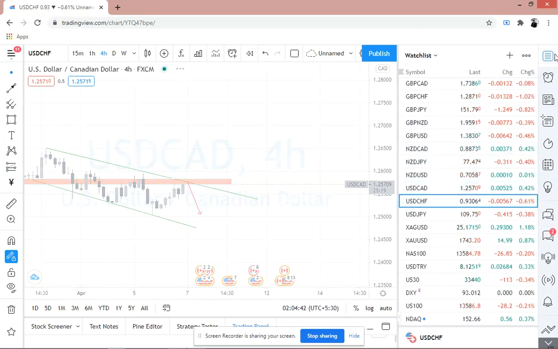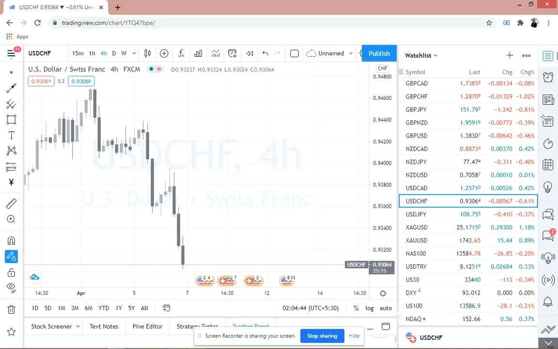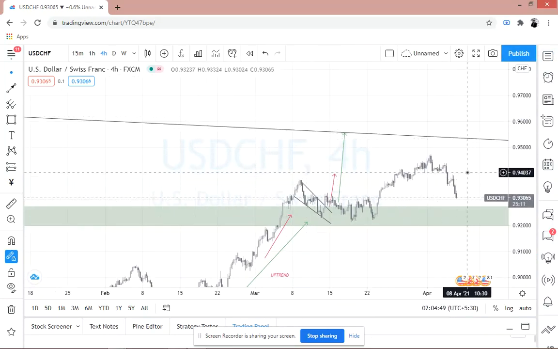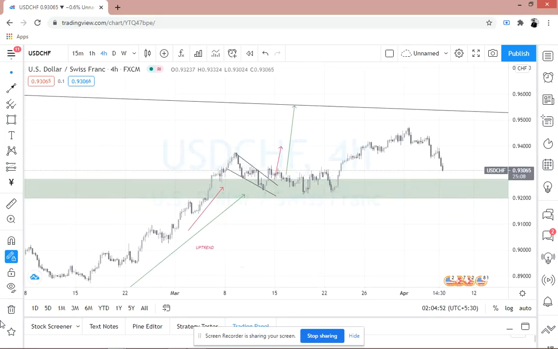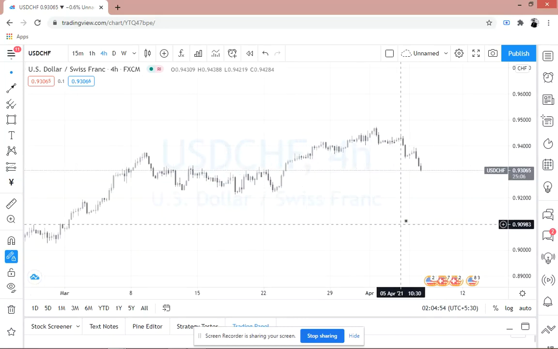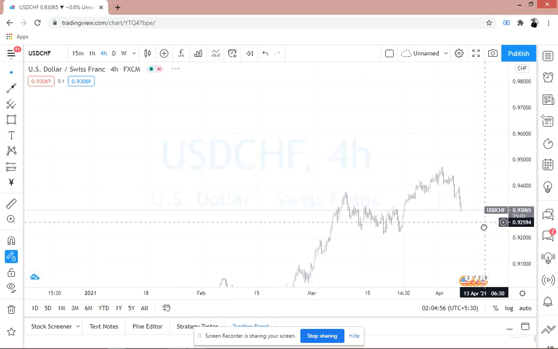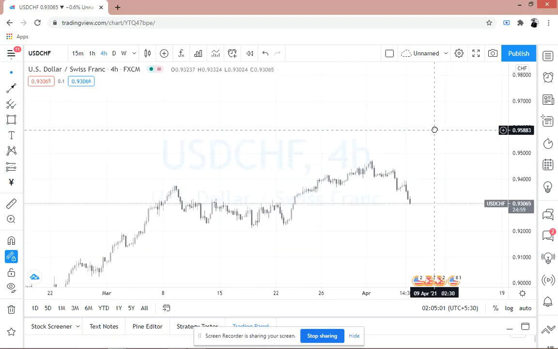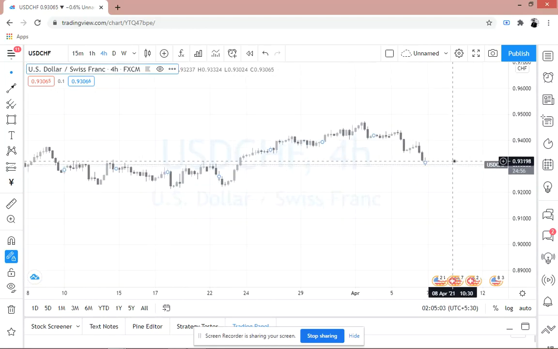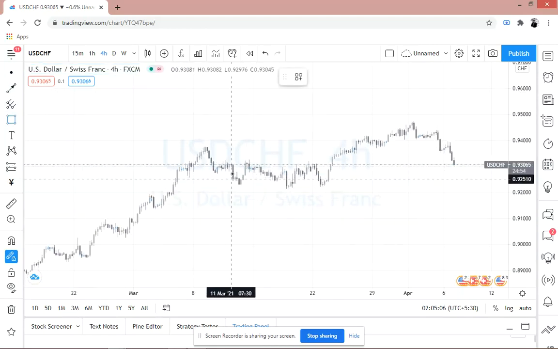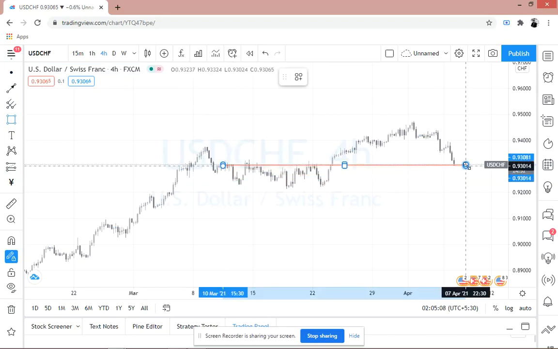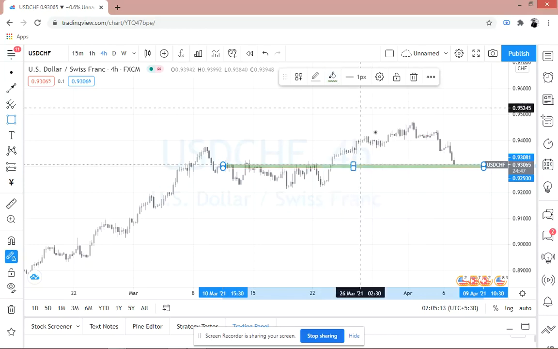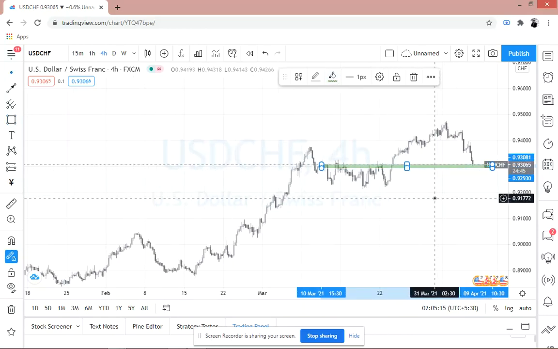USDCHF also should be a sell order. Let's see. The market has not reached this level. No problem about that. The trend is up, and we have a support level here. Support zone here.